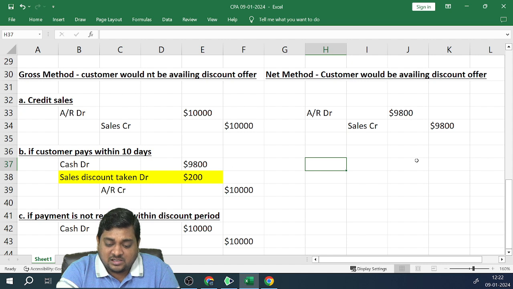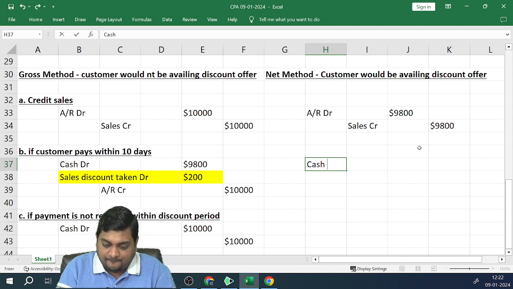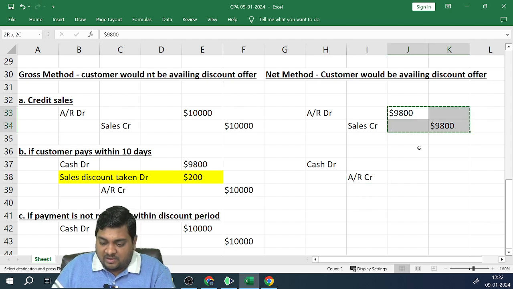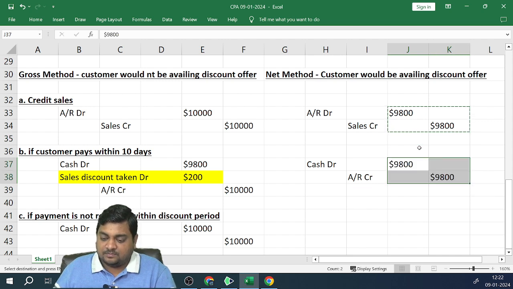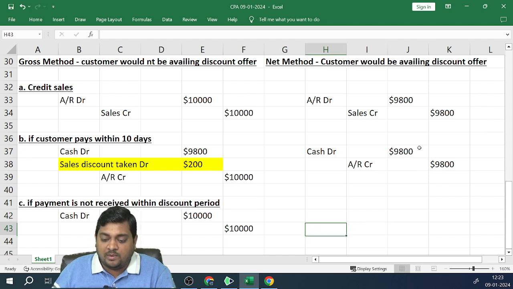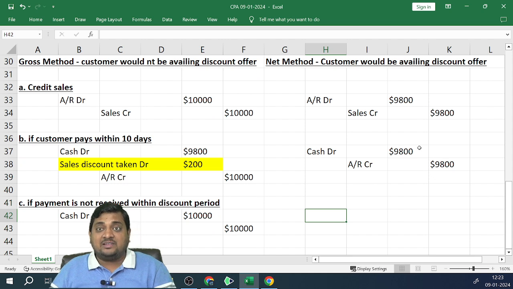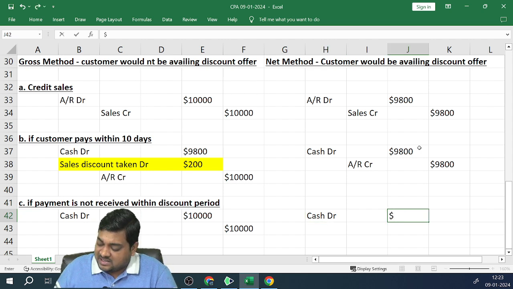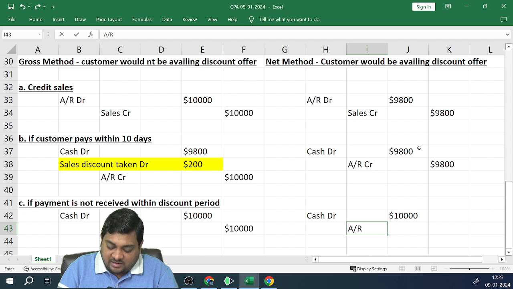Now if the customer is paying, it is very simple. So cash debit, then we have accounts receivable credit. Anyway, we would be receiving this. Now since I have shown the discount, but the customers won't be availing it because they are not paying within the discount period, in that case cash I am going to get the full 10,000. I am not going to leave any single penny. But AR in my books stands at 9,800.